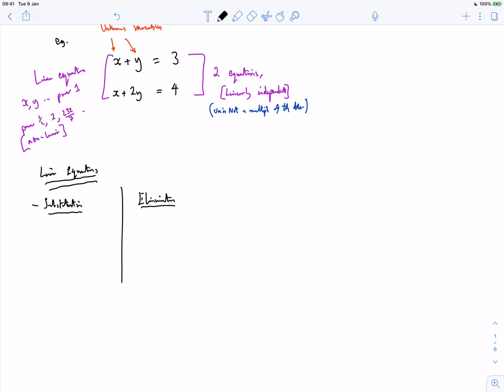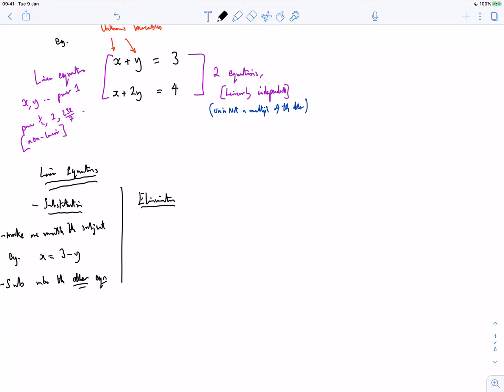In either case, if I was to use substitution, what you do is you make one variable the subject. So for example, from the top row, x plus y equals 3 will become x equals 3 minus y. And then the next step is you substitute it into the other equation. And that's really important.